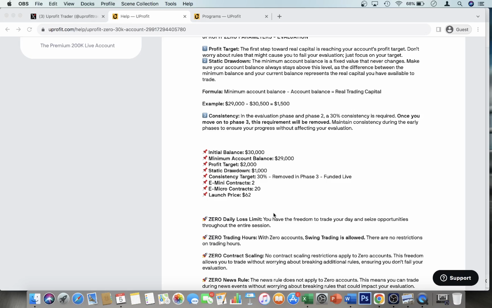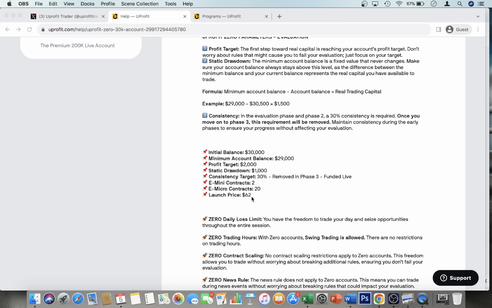But here's where it gets really interesting. The price of this account is $62. That is cheaper than the My Funded Future Starter 50K account. And it gets better. They have no activation fee on this account. That I'm sold right there. $62 account with static drawdown and no activation fee, and it works on my Mac.